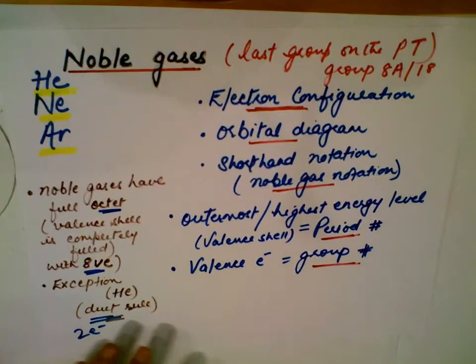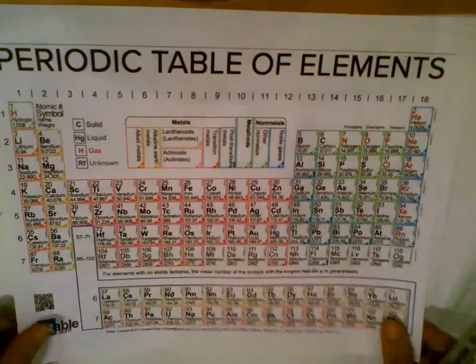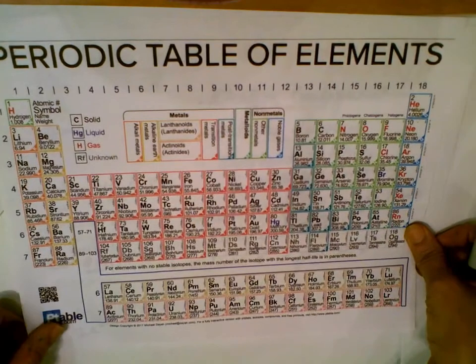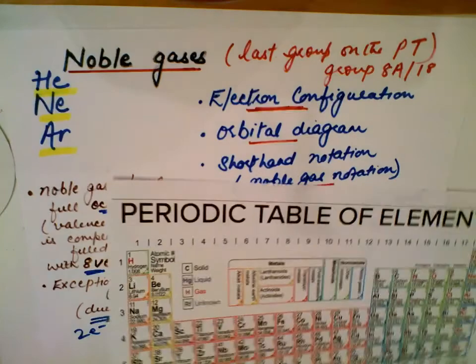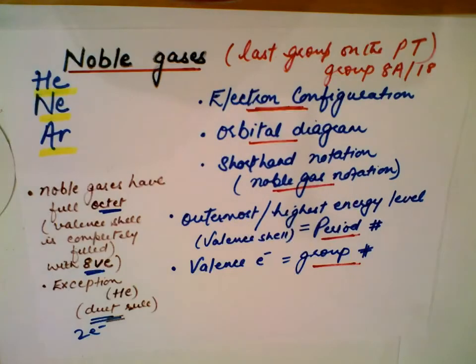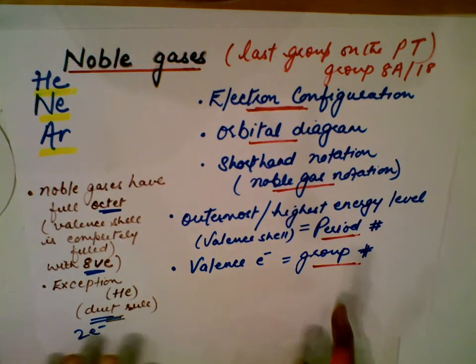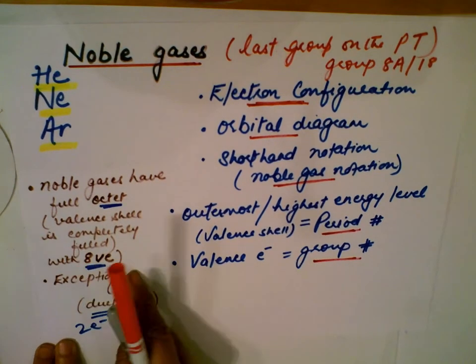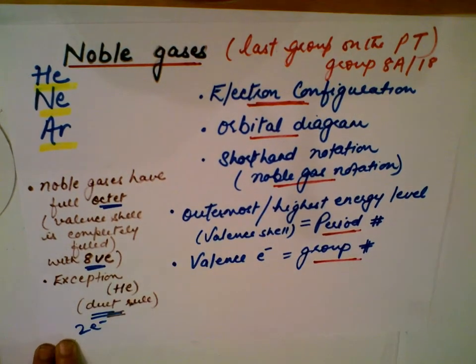For noble gases, again, noble gases is the last group on the periodic table. I want you guys to write the electron configuration for noble gases. I want you guys to make the orbital diagram, shorthand notation, show me the highest energy level, the period number, group number, everything. So noble gases, they have a full octet, a completely filled valence shell.